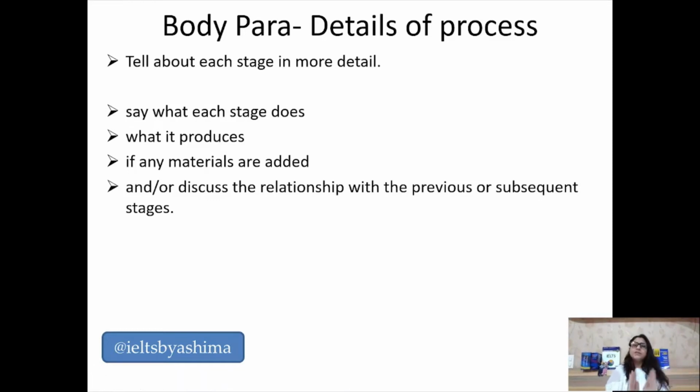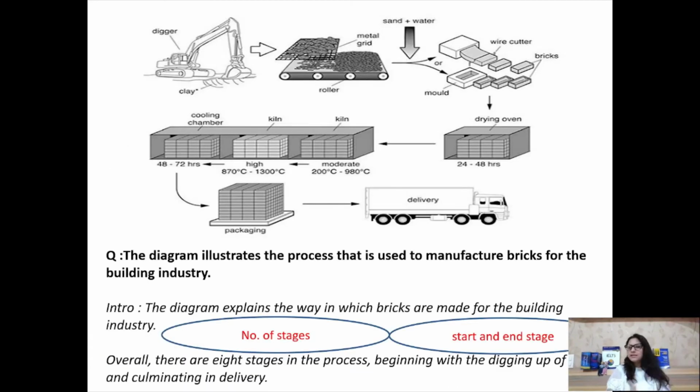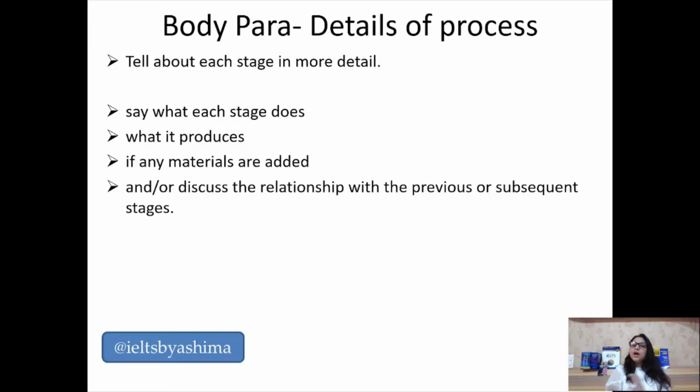कि हर एक स्टेज का इंडिविजुअली क्या फंक्शन है, यू हैव टू इंक्लूड दैट. व्हाट इट प्रोड्यूस, इफ एनी मटेरियल एडेड. फॉर एग्जांपल जैसे हमारे प्रोसेस में वी कैन से क्ले इज वन मटेरियल, सैंड एंड वाटर इज वन मटेरियल. फाइन. सो यू हैव टू इंक्लूड दिस ऑल्सो. डिस्कस द रिलेशनशिप बिटवीन द प्रीवियस और सब्सिक्वेंट स्टेज. एक पर्टिकुलर स्टेज का पहले वाली स्टेज और बाद वाली स्टेज के साथ क्या कनेक्शन है, you have to explain that all. Fine children, I hope यहाँ तक clear है सबको. इंट्रोडक्शन कैसे लिखनी है, ओवरव्यू एंड बॉडी पैराग्राफ.